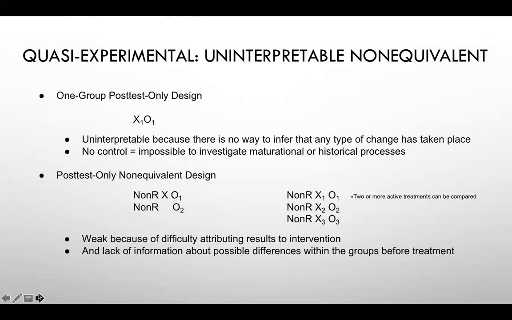And the one on the left, and then the one on the right, you have two or more treatments that are being compared. That is allowed. And so that is demonstrating that there's multiple treatments being compared in this type of post-test only non-equivalent. So with this type of design, the post-test is weak because it's difficult, again, to attribute results to the actual treatment. The lack of information about the differences within the groups before treatment makes it hard to conclude what treatment actually did for these groups.